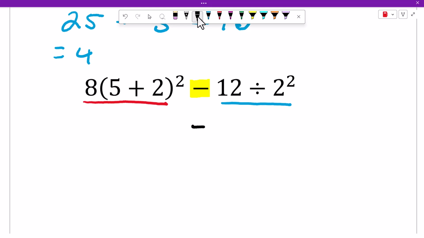Where do we want to start? Do you want to start on the red one, or do you want to start on the blue one? What do you think, Alex? Red or blue? Red? All right. So you'll pick the red one.